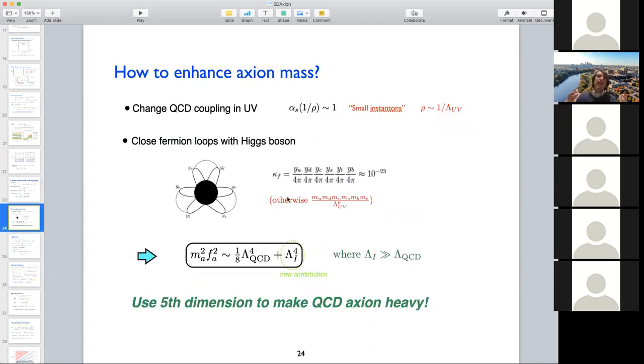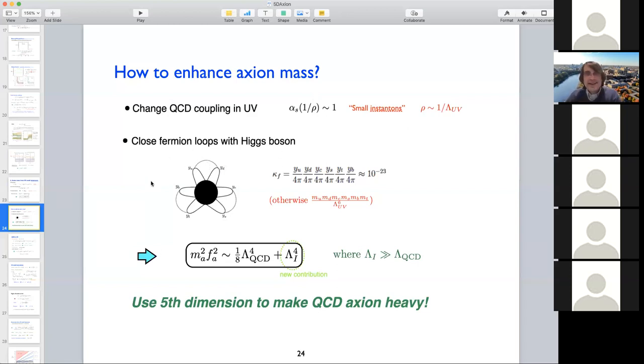So the question then is, how would you go about changing the axion mass? Well, the only way to do it would be to change the QCD coupling in the UV. So this is saying that you've got to add some new physics into the UV such that the coupling doesn't go to zero. Alpha S doesn't go to zero in the UV, but maybe it rises again and becomes of order 1. And now, because you're at very high scales in the UV, that corresponds to small instantons, and you might get another contribution coming from the small instantons.